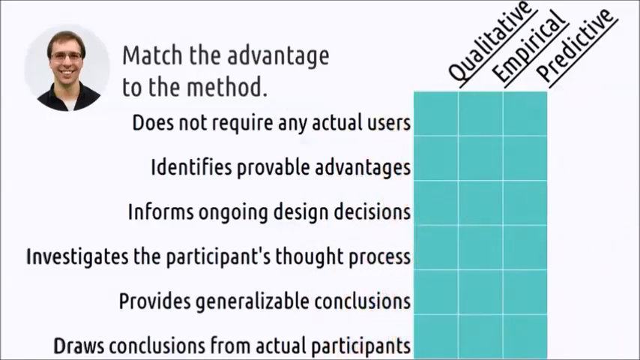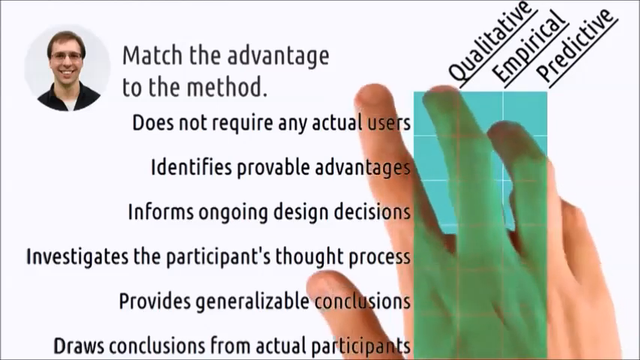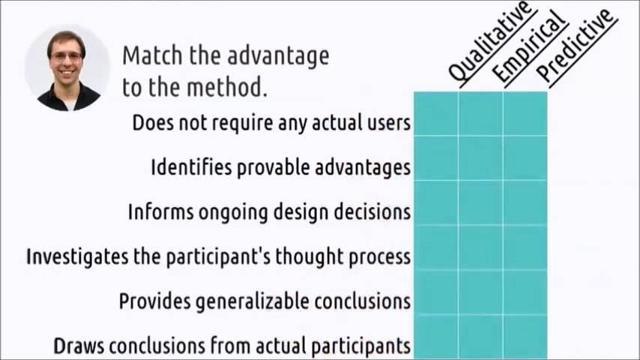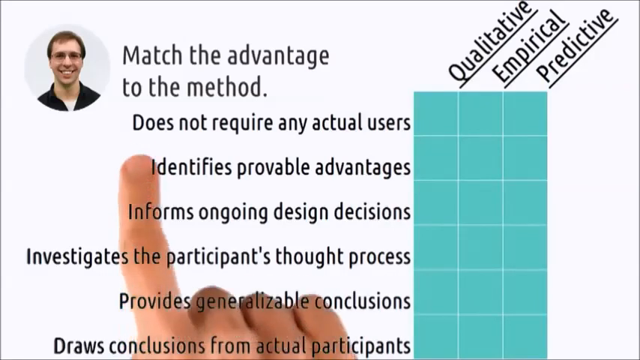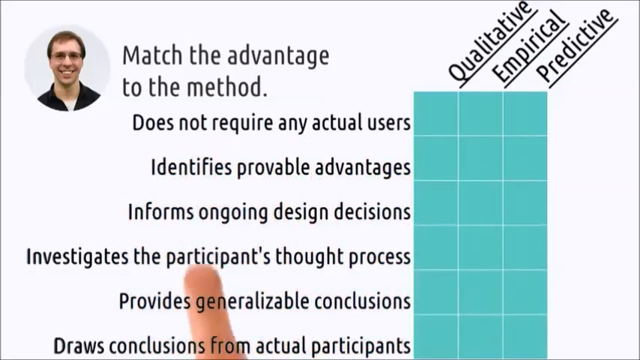Here are the methods that we've covered, and here are some potential advantages. For each row, mark the column to which that advantage applies. Note that again, these might be somewhat relative, so your answer will probably differ a bit from ours. You can go ahead and skip to the exercise if you don't want to hear me read these. Our advantages are: does not require any actual users, identifies provable advantages, informs ongoing design decisions, investigates the participant's thought process, provides generalizable conclusions, and draws conclusions from actual participants.